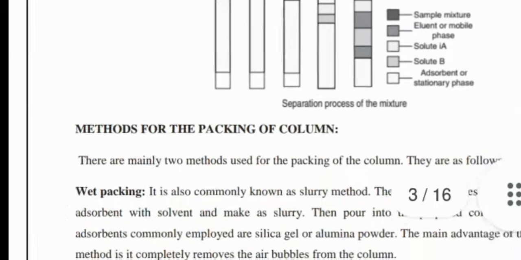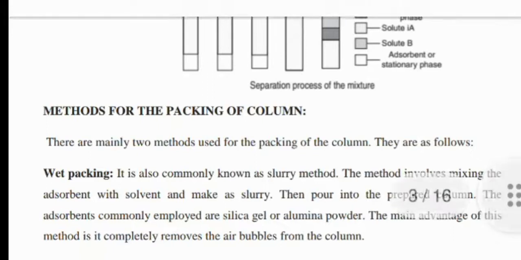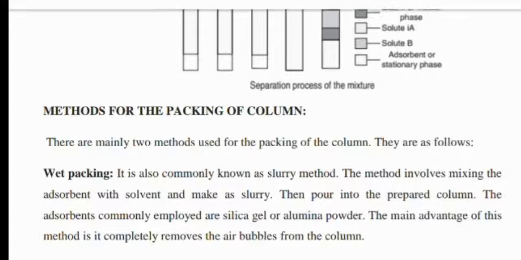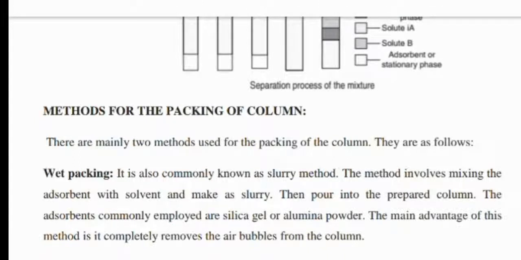Now let's see what are the methods for column chromatography. There are mainly two methods used for the packing of the column: wet packing and dry packing. In wet packing, which is also known as the slurry method, the adsorbent is mixed with the solvent to make a slurry, then poured into the prepared column. The adsorbents commonly employed are silica gel or alumina powder. The main advantage of this method is that it completely removes the air bubbles from the column.